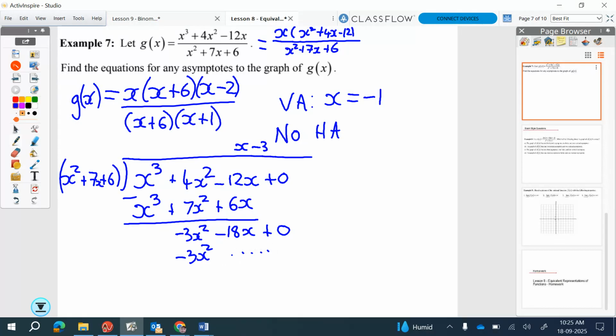Now, I could fill in the rest of this, but I don't need to, because the question is asking for the asymptote. I have the slant asymptote, y equals x minus 3. So the question is asking to find the equations of any asymptotes, and we have 2. This is the answer.